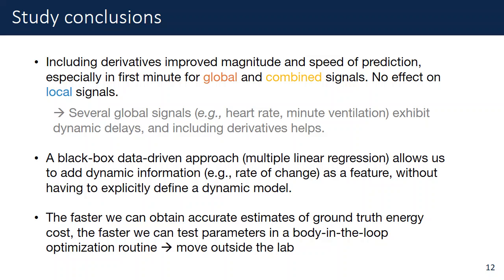Altogether, this work is important because the faster we can obtain accurate estimates of ground truth energy costs from portable sensors, the faster we can iterate through control parameters in a body-in-the-loop optimization scheme. The increased speed and lack of restrictive equipment can help translate these algorithms out of the lab.